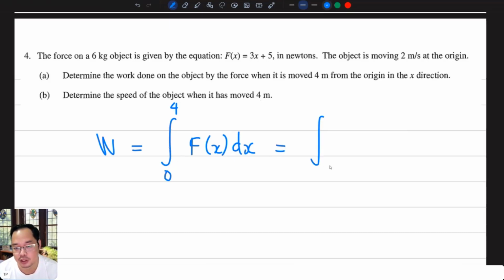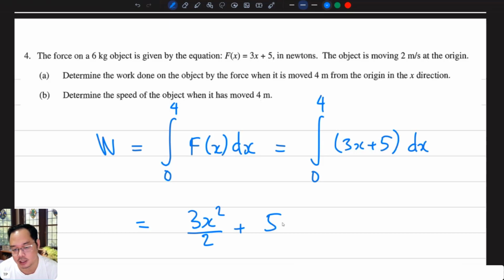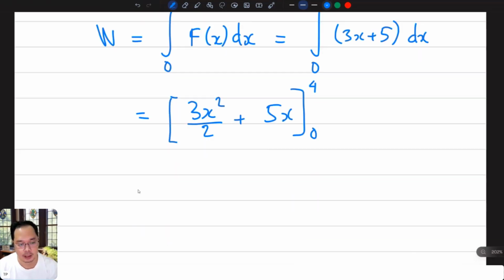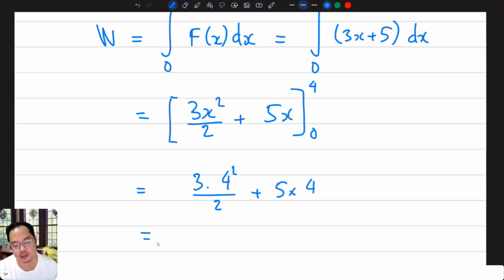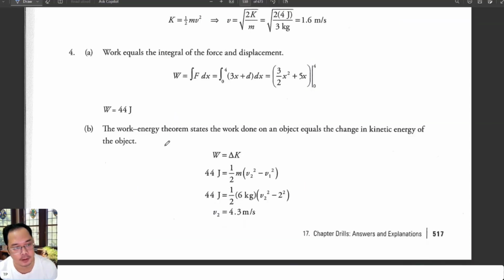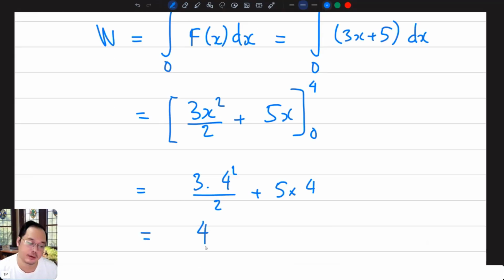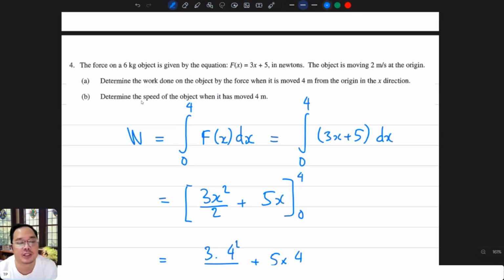This is a simple function to integrate: 3x plus 5 dx from 0 to 4. Easy enough. 3x squared over 2 plus 5x, and put in the limits 0 and 4. 3 times 4 squared over 2 plus 5 times 4, which is 44 joule. 44 joule. Okay.